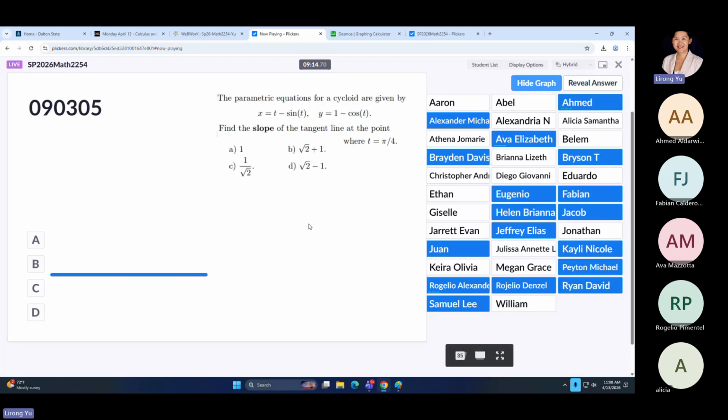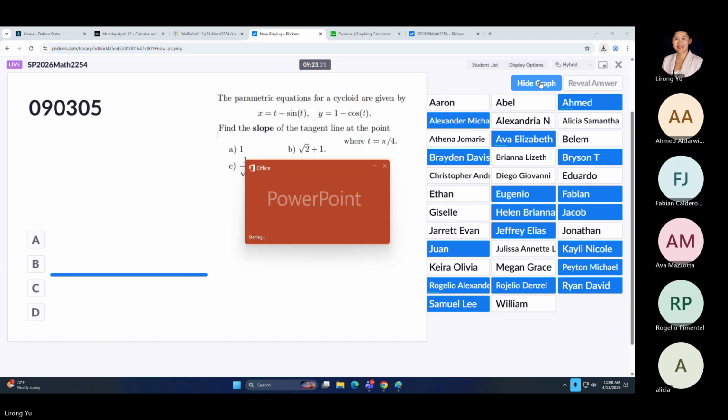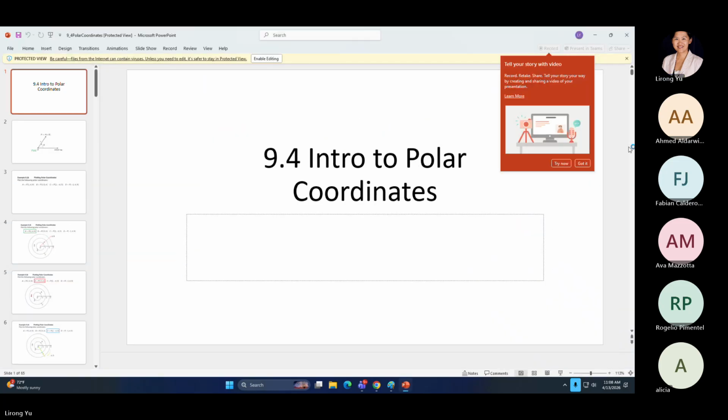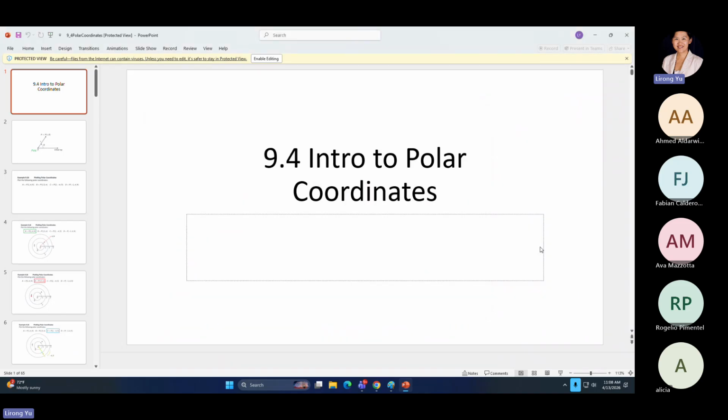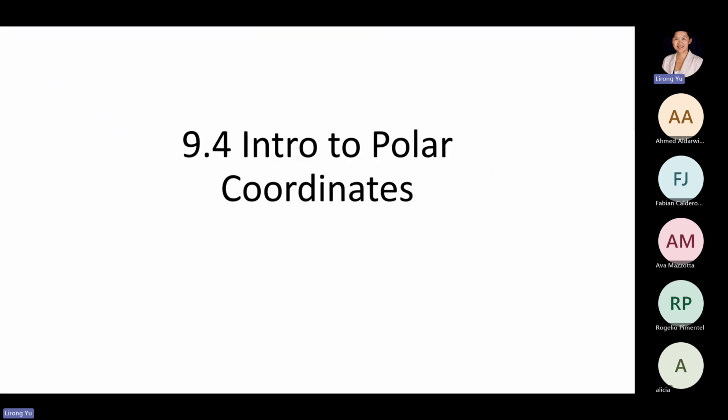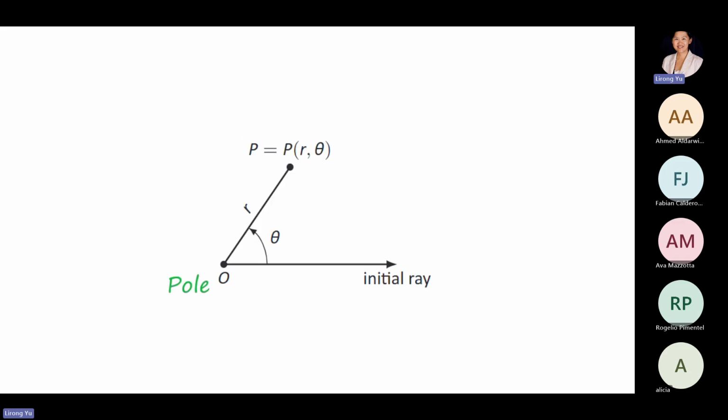Right, so let's move on to the next section that we were working on last time. We've been working on polar coordinates. We're up to the part where we talk about conversion between polar equations and rectangular equations. Section 9.4, we introduce a new coordinate system. If you're new to polar coordinates, maybe we can review what we did last week.